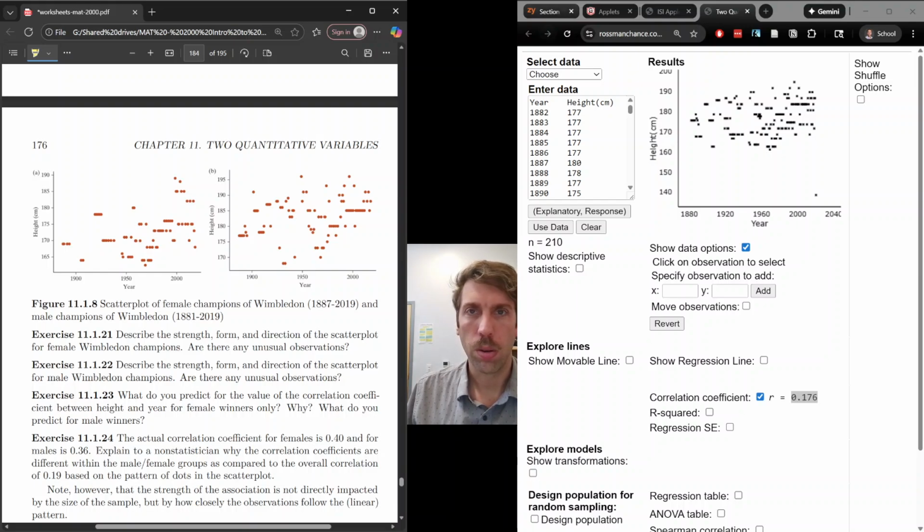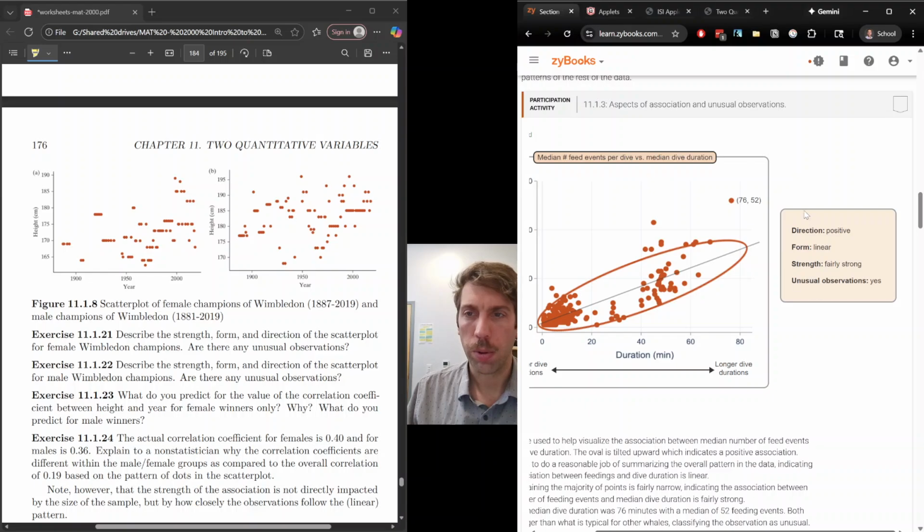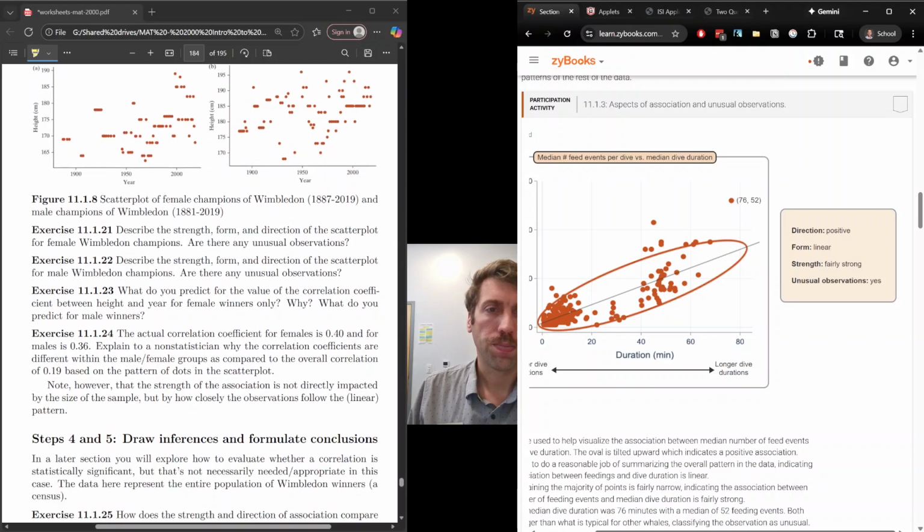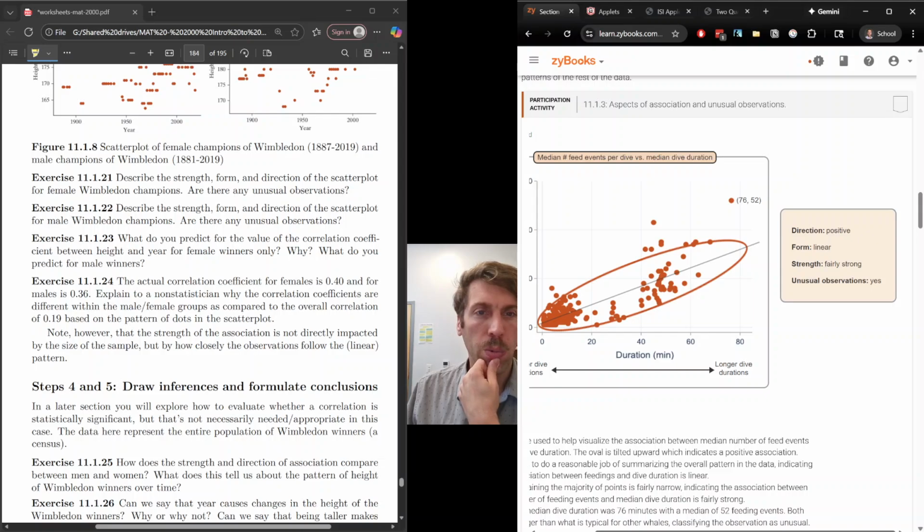Okay, so when you're describing an association, use these four, check these four boxes. Are you describing each of these four things? Okay. Now for number 22, do the same thing for male champions. Okay. For 23, what do you predict for the value of the correlation coefficient between height and year for female winners only? Why? What do you predict for male?